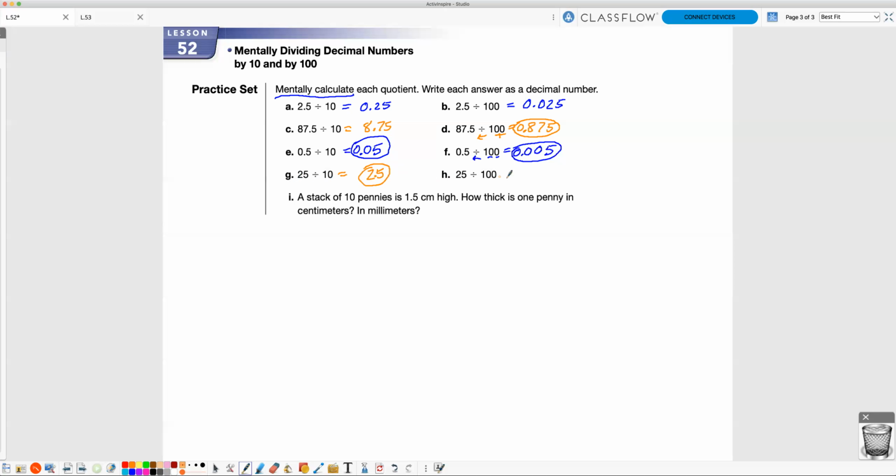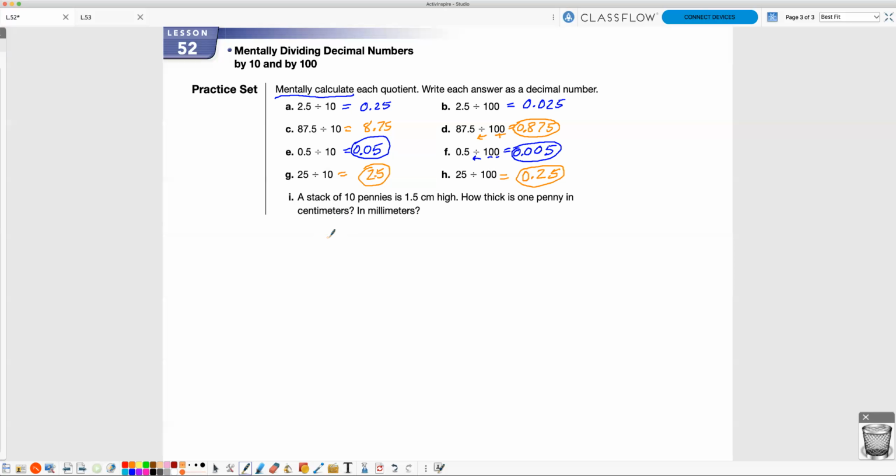Letter H, 25 divided by 100. Same thing here. I'm going to use those 2 digits, and I'm going to put my pencil in the position where the decimal is in the original problem, which is right here. And I need to move to the left 2 places because it's dividing by 100. So I've got once, twice. Decimal goes right there. Throw a 0 in front at the ones place.